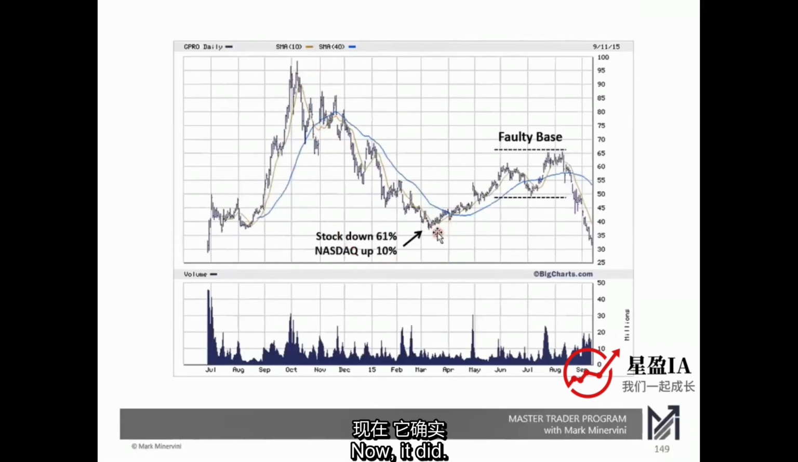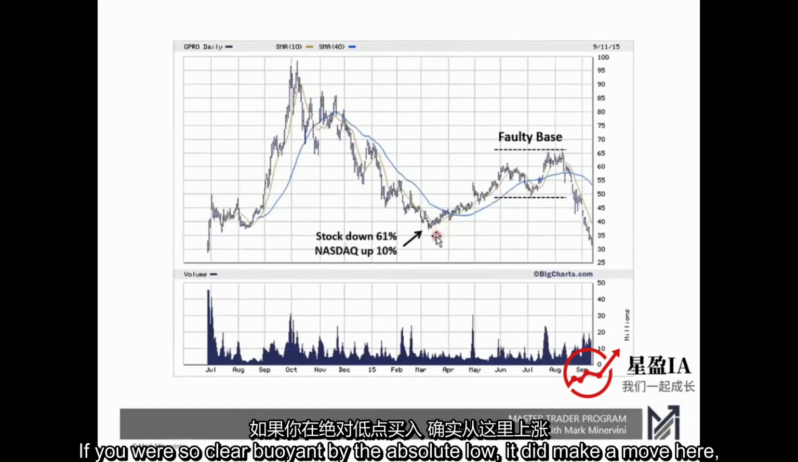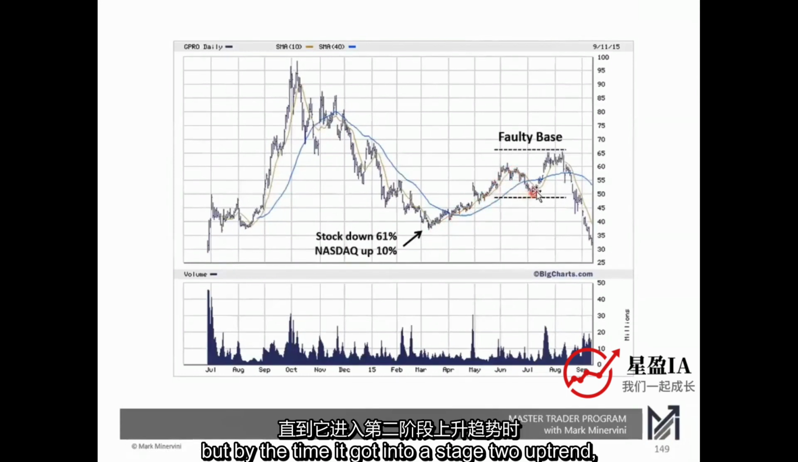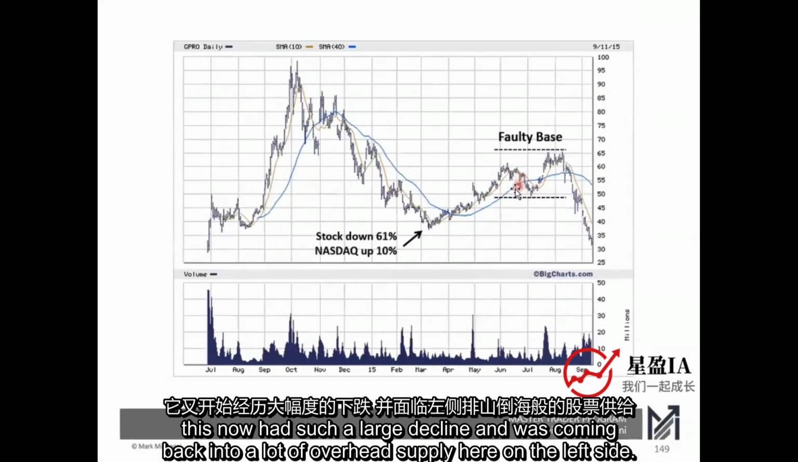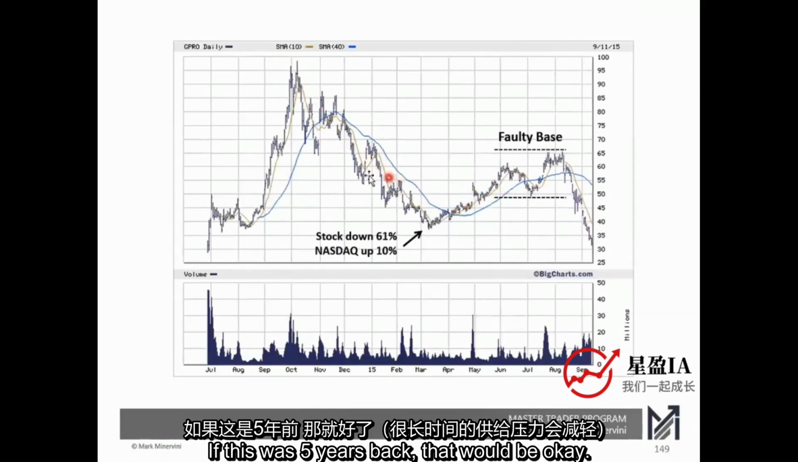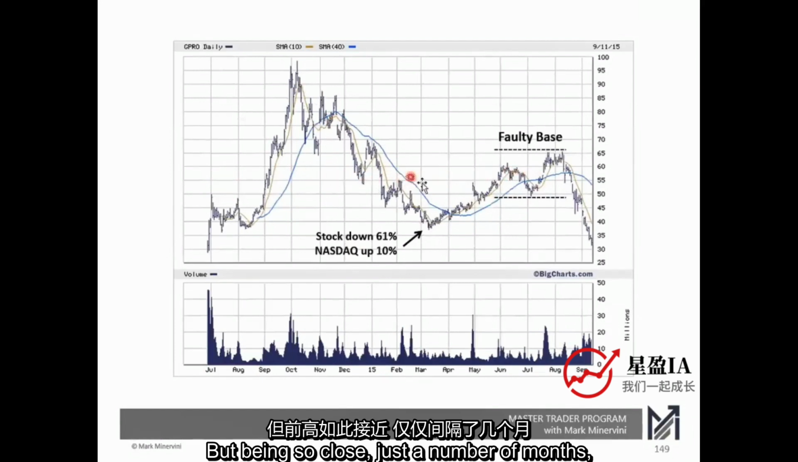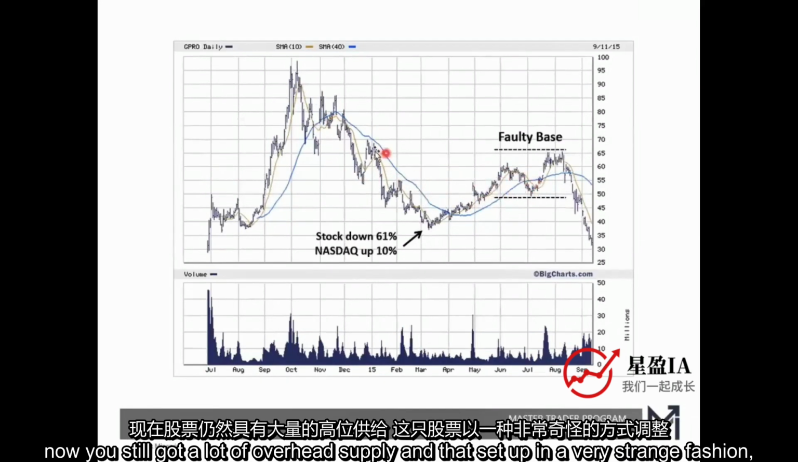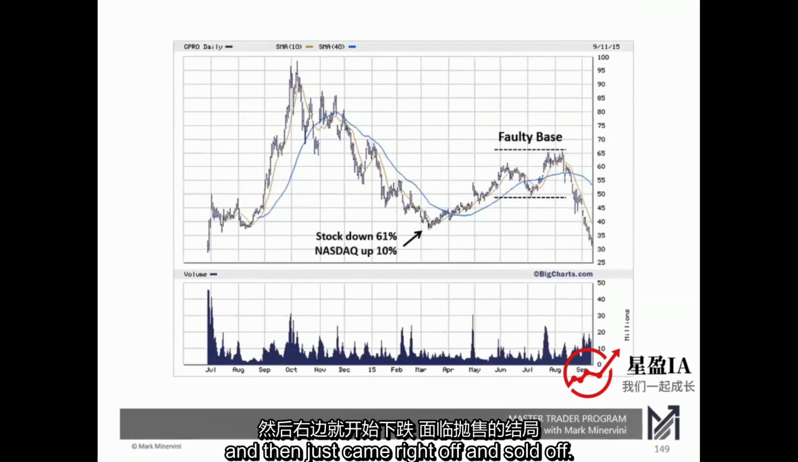Now, if you were so clairvoyant to buy the absolute low, it did make a move here. But by the time it got into a stage 2 uptrend, this now had such a large decline and was coming back into a lot of overhead supply here on the left side that wasn't too far back. If this was 5 years back, well, then that would be okay. But being so close, just a number of months, now you've still got a lot of overhead supply, and that set up in a very strange fashion and then just came right off and sold off.